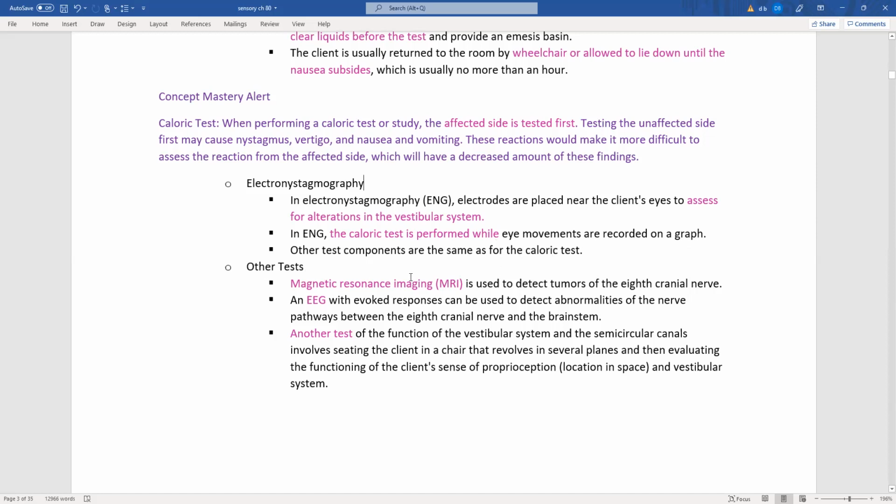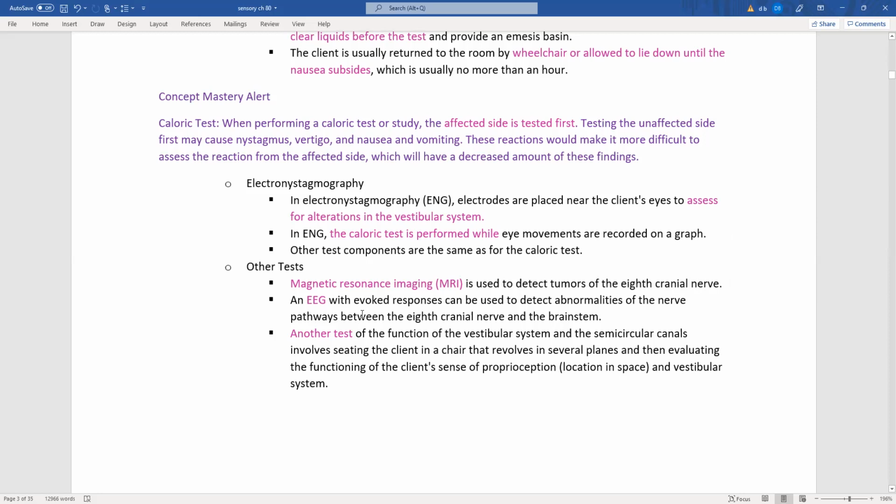Other tests: MRI is used to detect tumors of the eighth cranial nerve. What's the eighth cranial nerve, you guys? Look it up, because I don't have the paper in front of me. I'm not going to look it up; y'all look it up and just write down the eighth cranial nerve. If I were you, I'd write it right here.